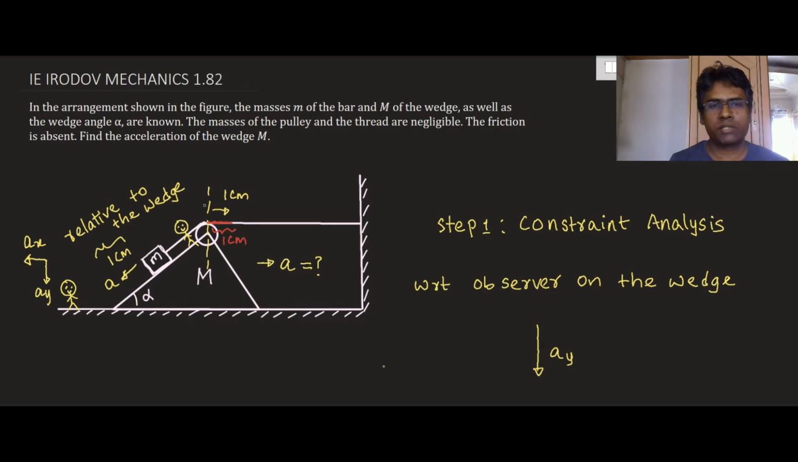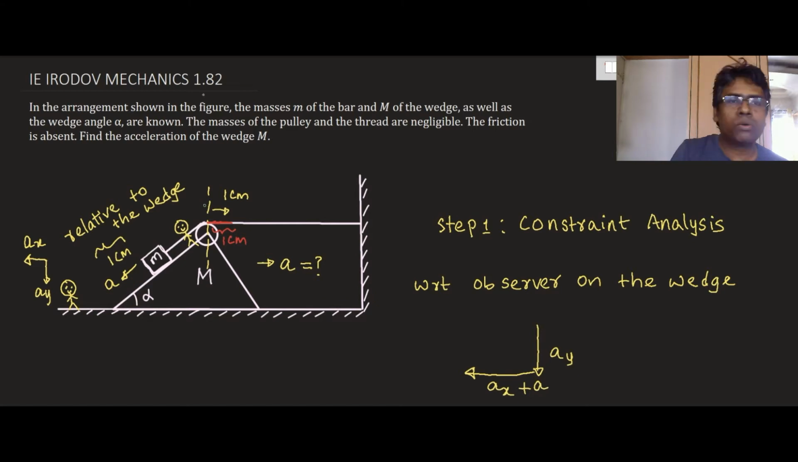So what is the relative acceleration from the perspective of the wedge? You can always imagine that there are observers standing. The observer on the wedge says that the acceleration of the block to the left relative to the wedge would be ax plus a, because they are moving in the opposite direction.